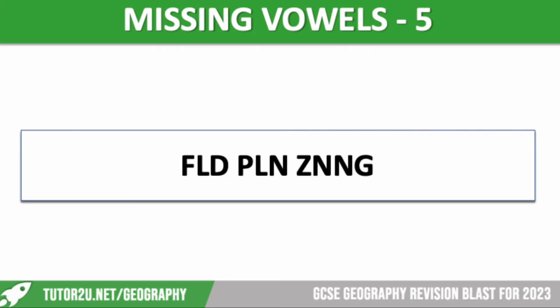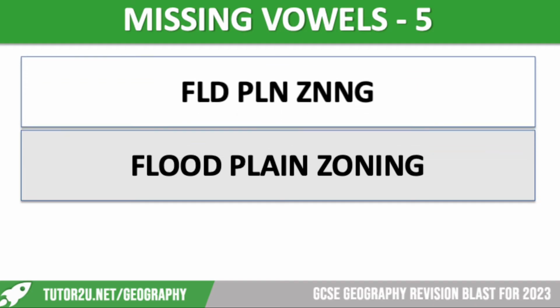Right, last one. This is a soft engineering technique. So soft engineering is working with nature. So what do we think? Let's have a look. It is floodplain zoning. So this is really thinking about where you're building important structures. So where you have a floodplain, for example, where the risk of flooding is high, you wouldn't be building properties and businesses, but you might use it for amenity land. So for example, football pitches or for general sport.